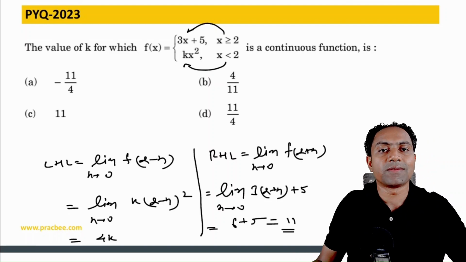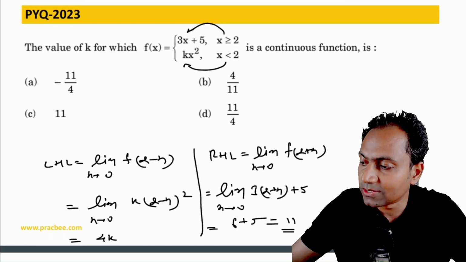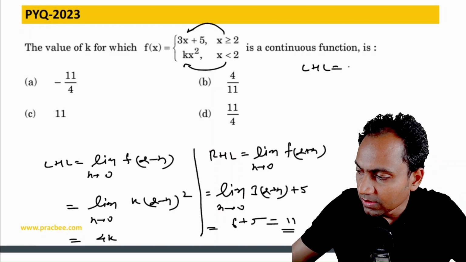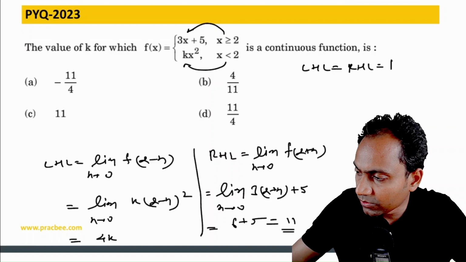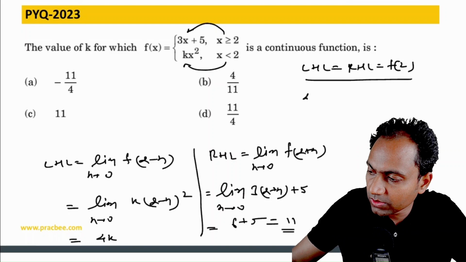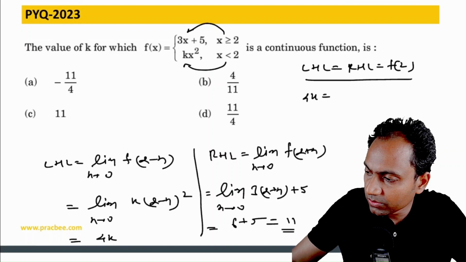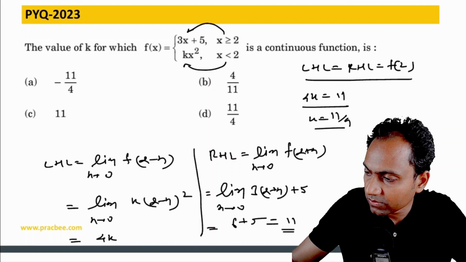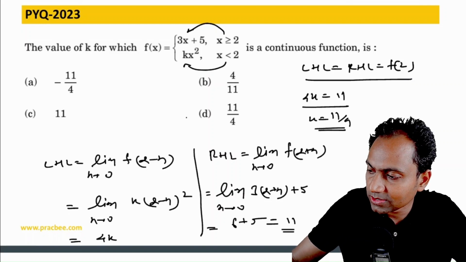You can see that for this function to be continuous, LHL should be equal to RHL, should be equal to the value of the function at 2. So if I do this, what you will get is 4k will be equal to 11, and if I do so, the value of k comes out to be 11 by 4, and if I look into my options, it is nothing but option D.